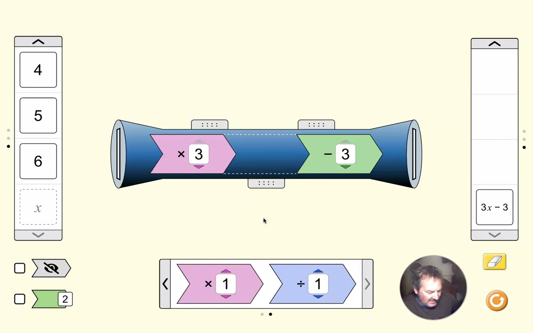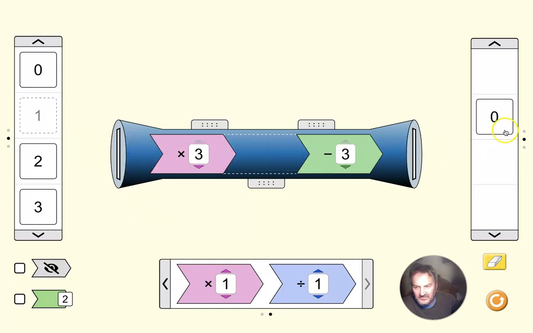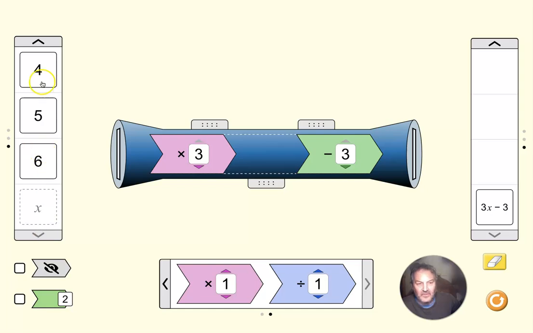Now, what if we put in, say, a 1 for x? What does that become? Input, output, that becomes a 0. Okay. What about if we put in a 4 for x? Because we can pick whatever we want for x, and then we put it into the equation, and we'll get an output, which is the y value. And then if we do that, we go 3 times 4 is 12, minus 3 is 9. And so that becomes a 9.